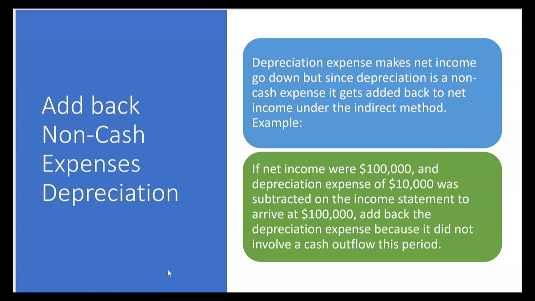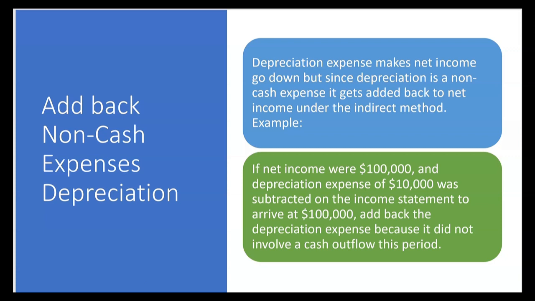So if we're starting with net income, it has already subtracted depreciation expense to arrive at net income. Depreciation expense makes net income go down. But since depreciation is a non-cash expense, it gets added back to net income under the indirect method. Here's an example. If net income were $100,000 and depreciation expense of $10,000 was subtracted on the income statement to arrive at $100,000 of net income, then add back the depreciation expense because it did not involve a cash outflow, and we want net cash from operations.